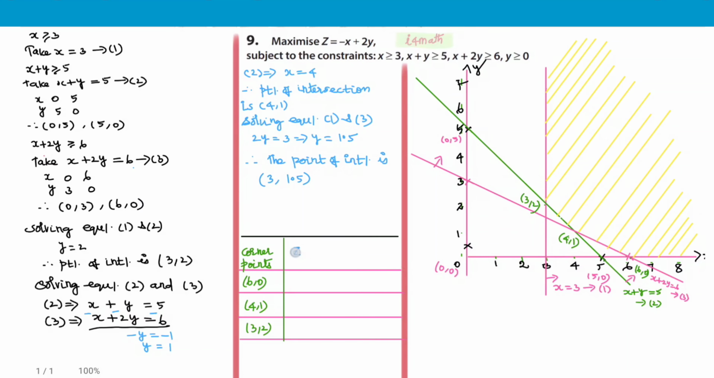Is z equal to minus x plus 2y? Now substitute x equal to 6: minus 6 plus 0, that is, the z value is minus 6. Next, substitute x equal to 4, y value is 1: minus 4 plus 2, that is minus 2. Substitute x equal to 3, y value is 2: minus 3 plus 4, that is 1.